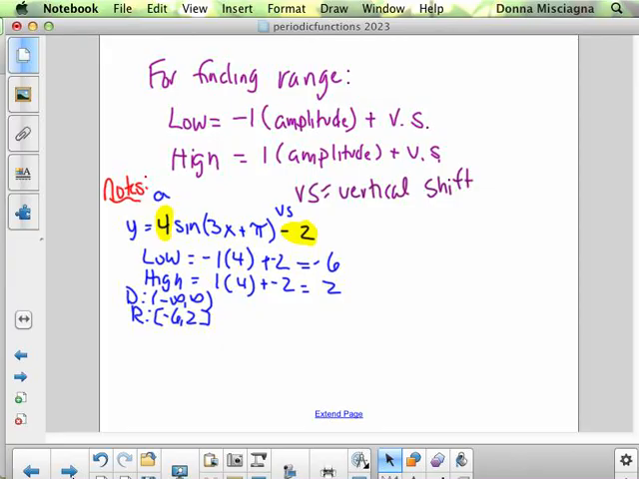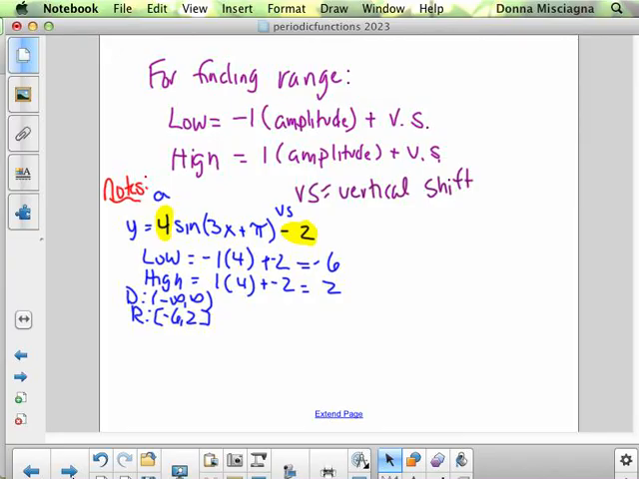So y equals 4 sine of (3x plus pi) minus 2. The amplitude is 4. The vertical shift is negative 2. So the low value would be negative 1 times 4 plus negative 2. So that'd be negative 4 plus negative 2, which is negative 6. And the high value would be 1 times 4 plus negative 2. So that'd be 4 minus 2, or 2. So the domain is negative infinity to infinity. The range, negative 6 to 2.